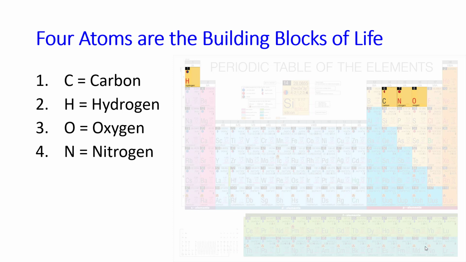Four atoms are the main building blocks of life. So when you look at this periodic table, we're going to focus on four of these atoms, and that's crucial for life. We have carbon, hydrogen, oxygen, and nitrogen. You could think of it as CHON.